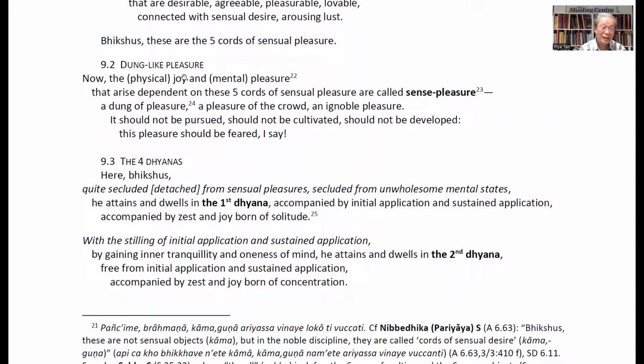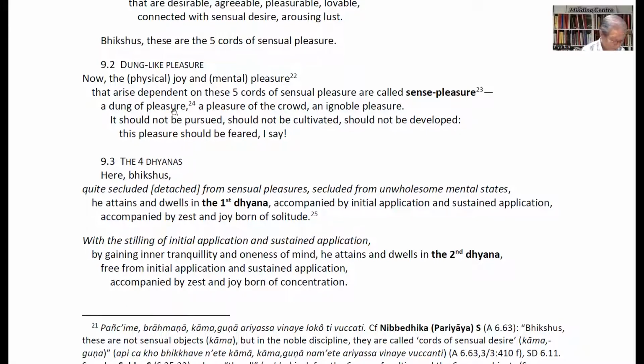It's not my own word here. I've translated from what the Pali word is from the text itself. Now, says the Buddha, the physical pleasure and the physical joy and the mental pleasure that arise dependent on these 5 cords of sensual pleasure are called sense pleasure because they're based on the senses. A dung of pleasure. Okay, this is the one. A dung of pleasure. The Pali word I think is gutta, if I'm not mistaken.